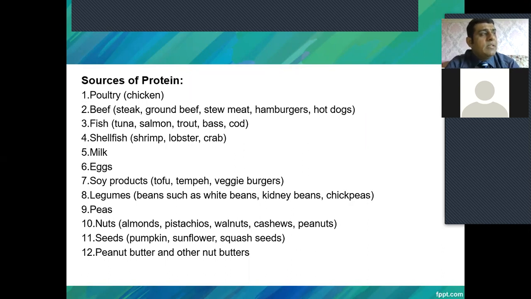Remember one thing: in protein, the major source is the animal source. Animal sources can be milk, yogurt, eggs, meat, white meat, red meat. Then soya products also have protein. Some of the vegetables also have protein inside. So these are the sources of protein.